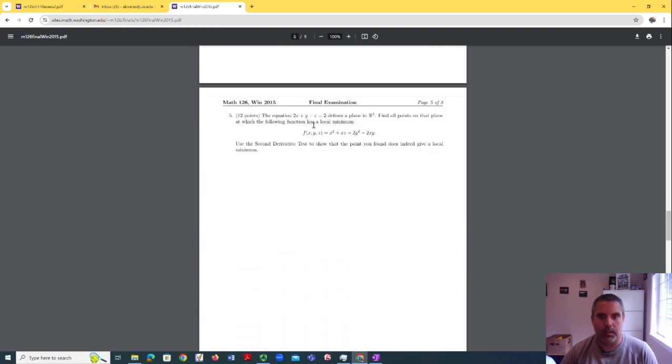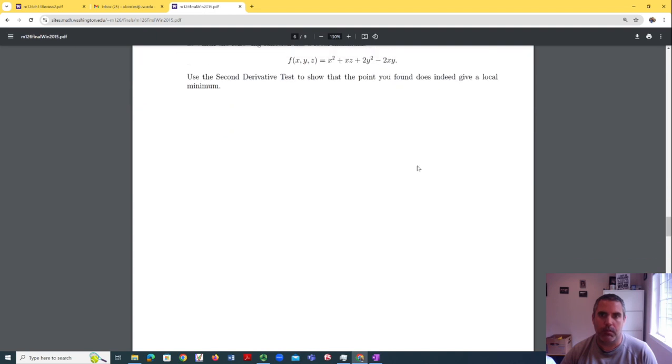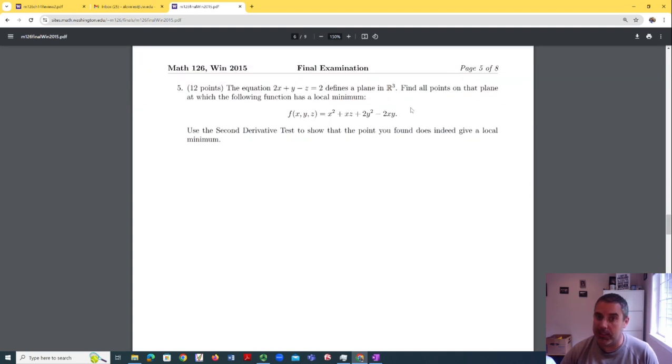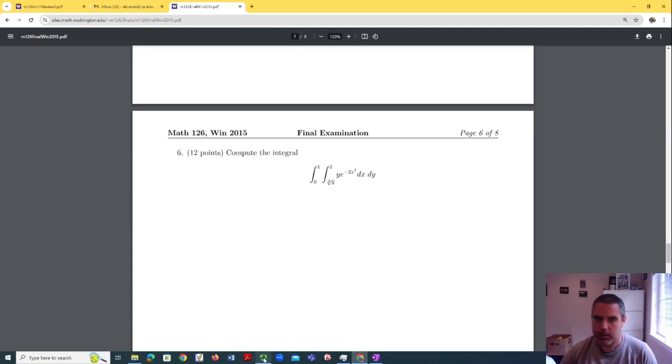Find all points in the plane that give a local minimum on that plane. Then do the second derivative test. So this is an applied max and min question. This one looks a little funny, but it says find all points that give a local minimum. So you're trying to replace the Z right here with this. That gives a 2-variable function, and then you're going to find a critical point. Okay, let's leave that and I'll move on to chapter 15.